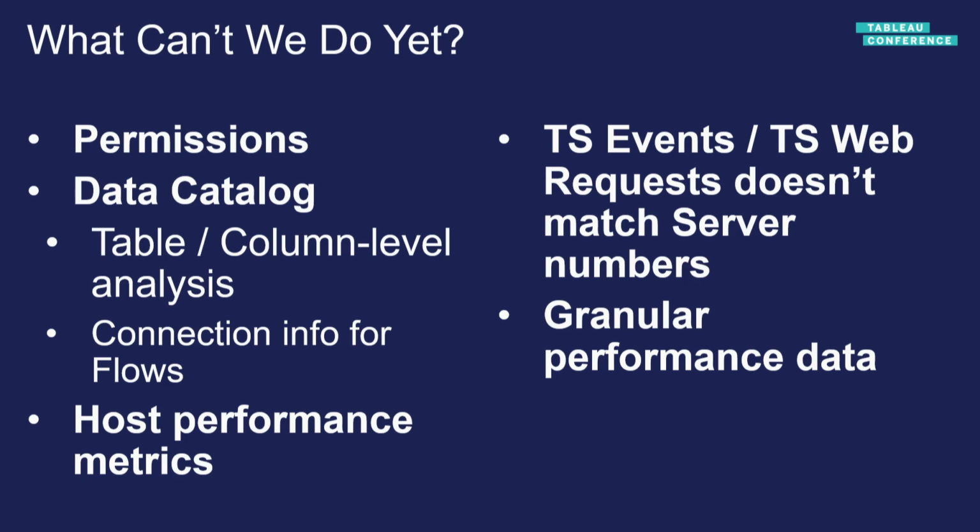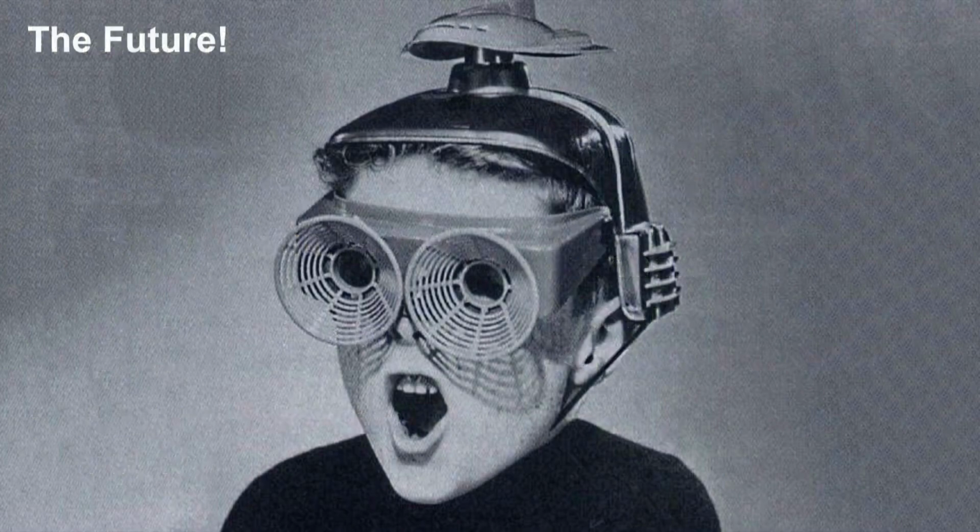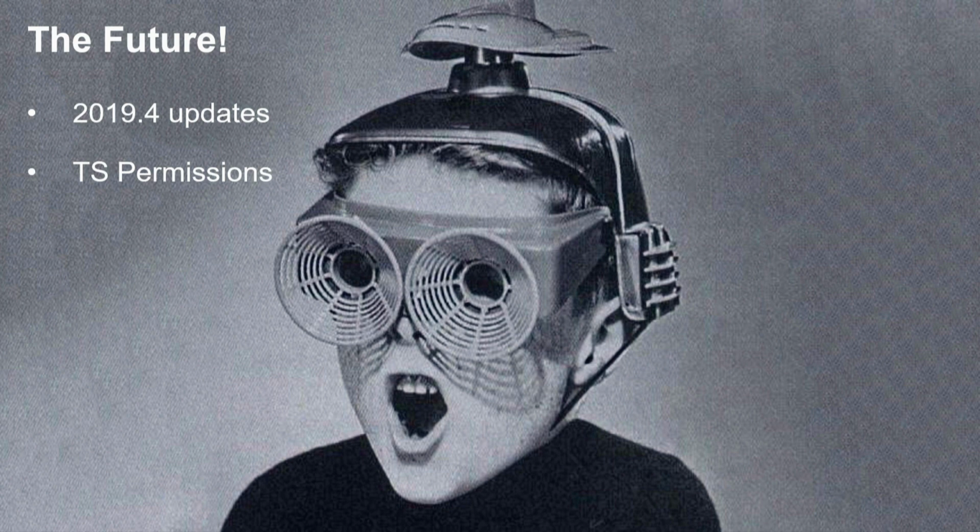All right, so a little bit about the future. 2019.4, we need to update them for that, so that's first on the list. TS permissions, we need to get something in there for that, clearly. That's in progress. We'd like to make these optimized for Ask Data. So when Ask Data allows you to define synonyms and other traits that make it easy to ask questions of, we want to give people the experience where they can just ask the data sources directly.